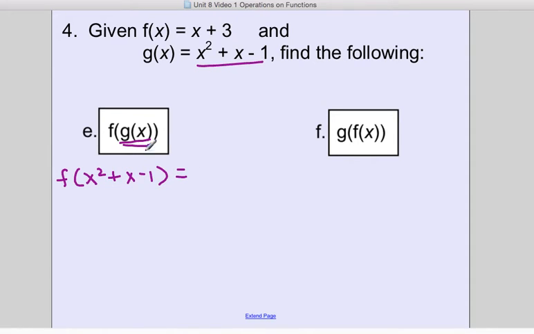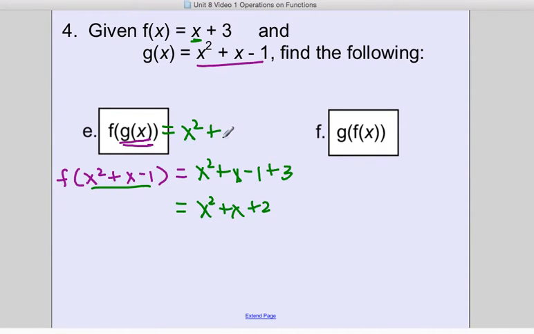What does this equal? Well, I'm plugging all of this into f. So in my f function, wherever there's an x, I'm going to write this in the spot. So I have x squared plus x minus 1 plus 3. I would simplify and I get x squared plus x plus 2. So my answer is x squared plus x plus 2. This is the composition of these two functions. I took g of x and I plugged it into my f of x function.